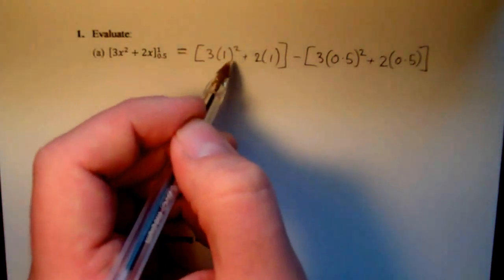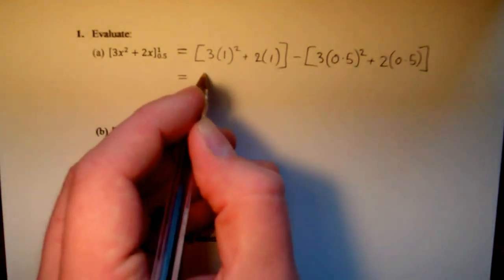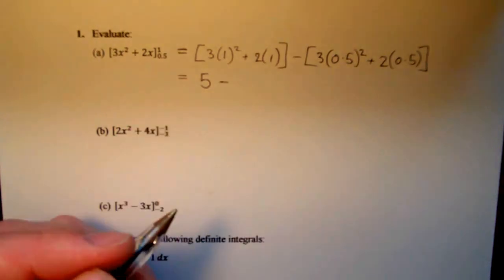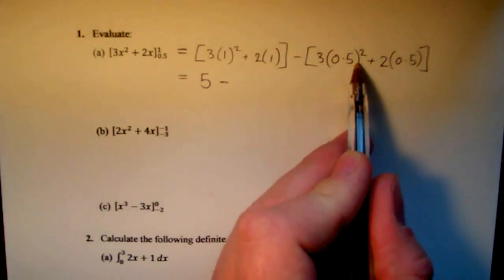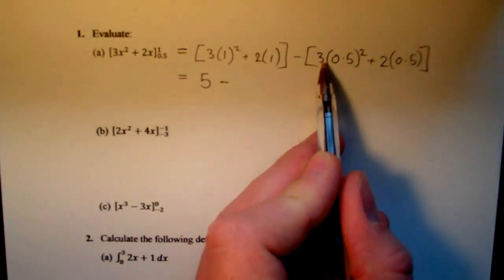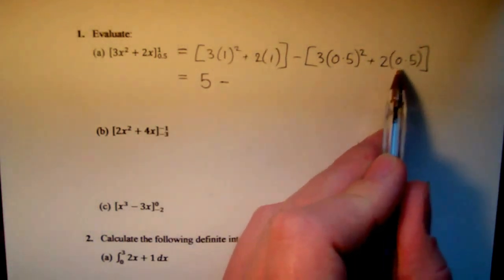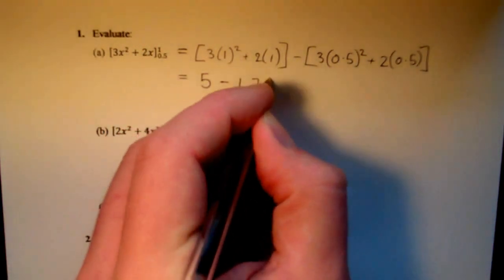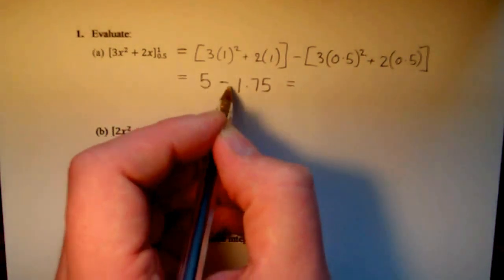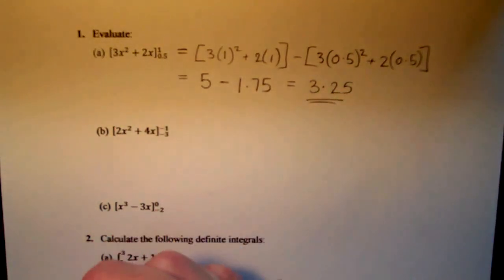Okay, so 1 squared is 1, so we've got here 3 plus 2, which is 5, and from that we're going to subtract: 0.5 squared is 0.25, and 3 times that is 0.75, and then we've got plus 2 times 0.5, so that's 1. So we've got 0.75 plus 1, which is 1.75, and 5 minus 1.75 is simply 3.25. So that is what you should have for your answer there.